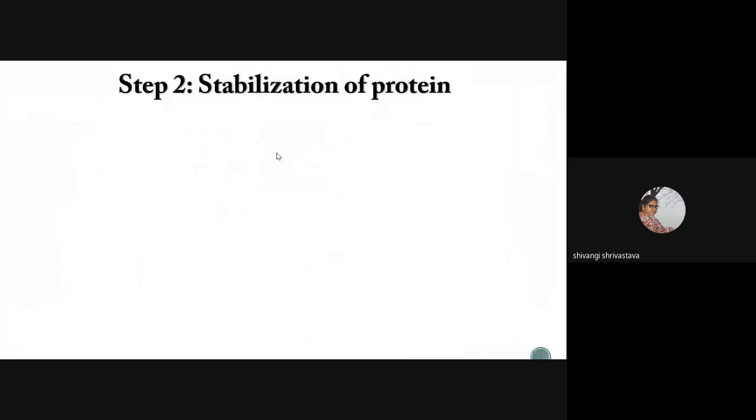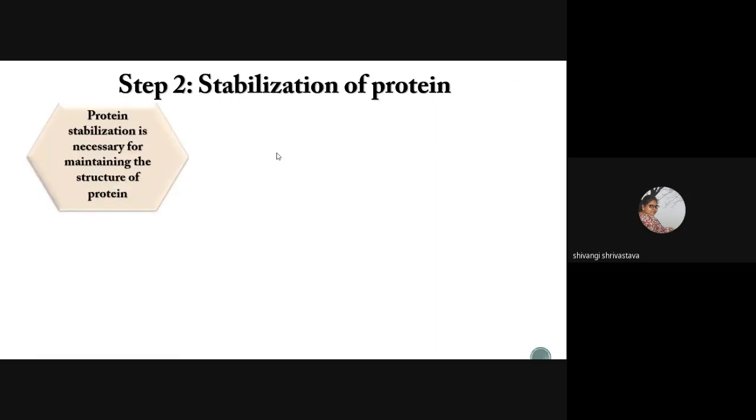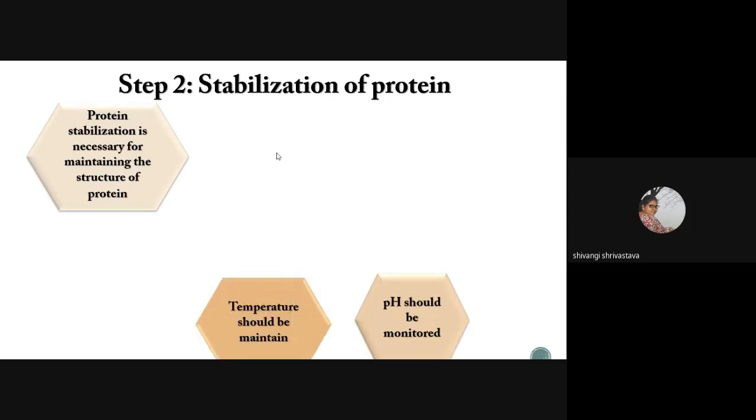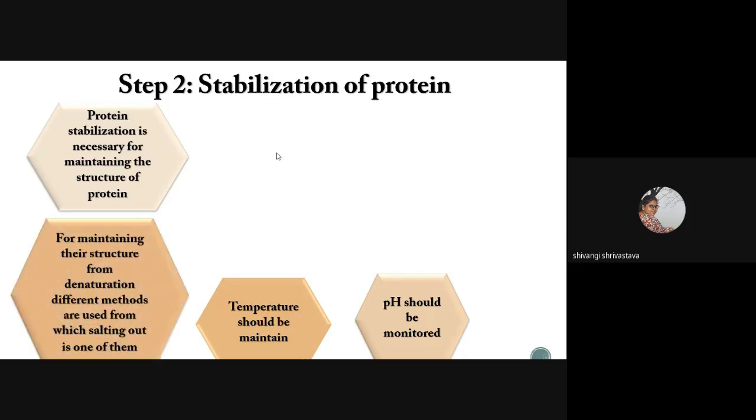After solubilization, stabilization of protein is required. Why is it required? Because you should maintain the structure of that protein. So for maintaining the structure, pH should be monitored and temperature should be maintained, because these two factors can affect the normal protein's structure. And lastly, we have to precipitate our protein with the help of the salting out method.